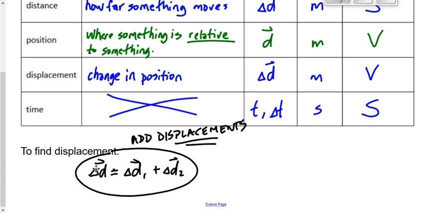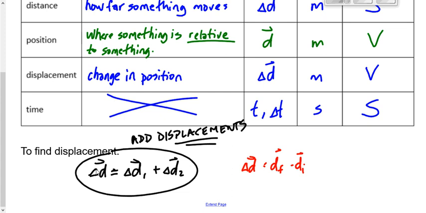The other way to find displacement is to subtract positions. The final position minus the initial position. So be careful here, right? Guy walked 10 kilometers north, then he walked 5 kilometers north. We add those together to get 15 kilometers north.